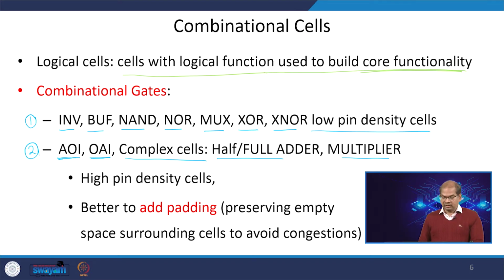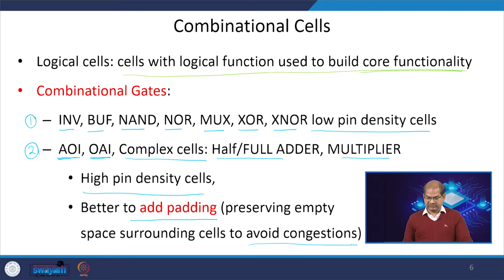There are also some limitations, like high pin density, because if you have more pins, there is a problem with routing. To avoid this, the strategy applied is to add padding cells before and after those complex cells, in case there is routing congestion. So it is better to add padding cells to avoid routing congestion. This is all about the combinational cells.